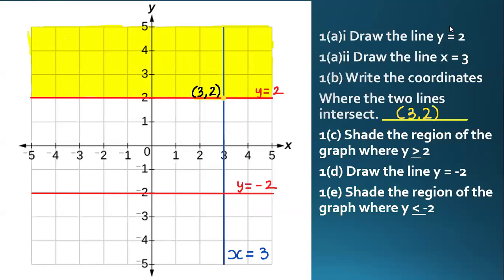Now, what are we gonna shade? We only can shade two places. We either can shade above or below. Now they say that we want to shade where y is less than or equal to -2. So class, are we gonna shade above or are we gonna shade below? Below. Why below? Because the numbers at the bottom are less. Very good. Numbers at the bottom are less. So let's go ahead and shade below.